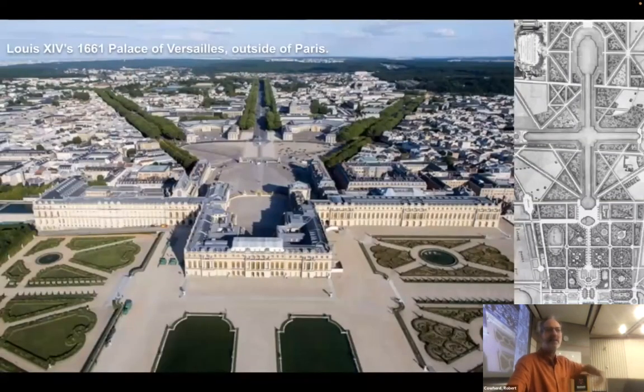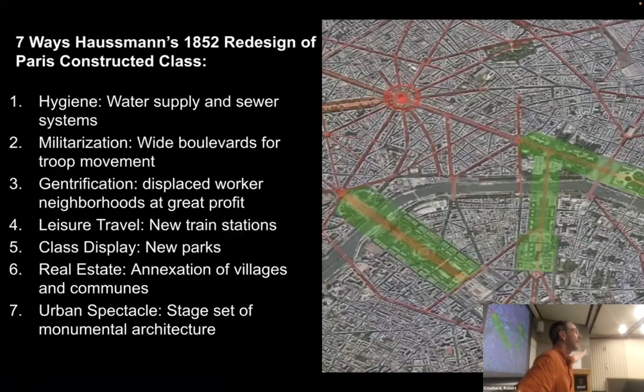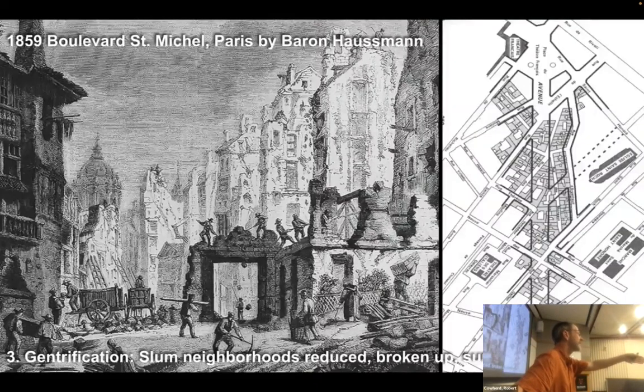And those ideas were seen again in the 17th century at the Palace of Versailles. And then we see it in the transformation of Paris, Haussmann's Paris. We don't have time for this. There were seven things. They cut through the slums.